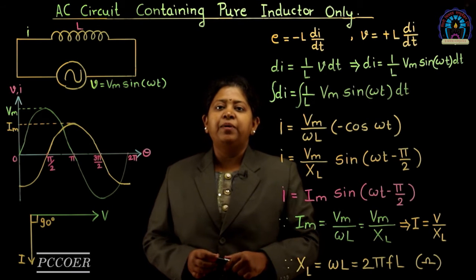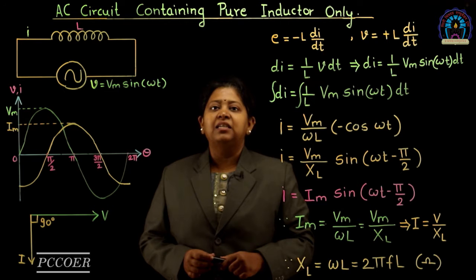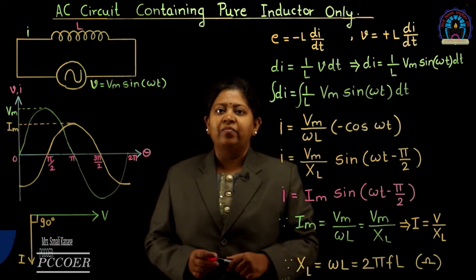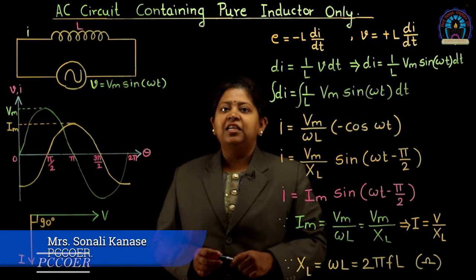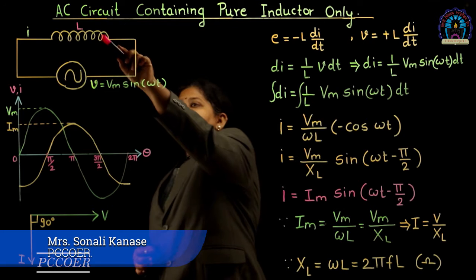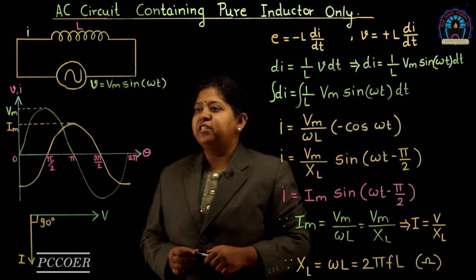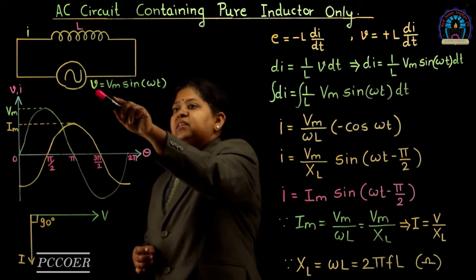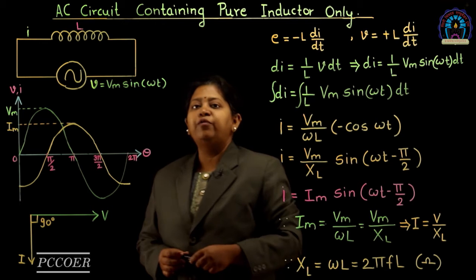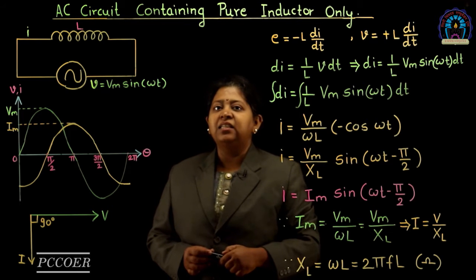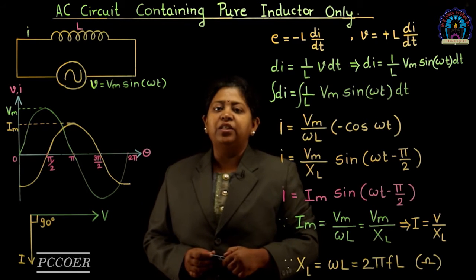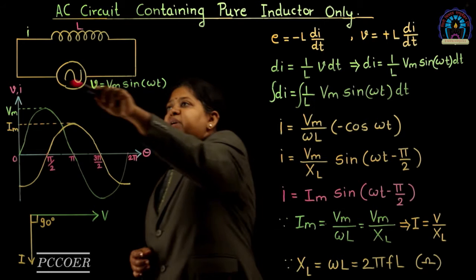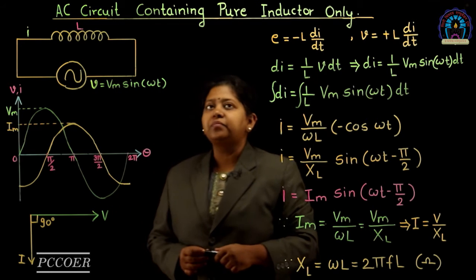In this video, I am going to explain the topic of AC circuit consisting of pure inductor only. Consider an AC circuit consisting of an inductor of L Henry. It is given supply by using voltage of V volts. V is equal to Vm sin omega t. It is an alternating voltage, due to which an alternating current of I amperes starts flowing in this circuit.